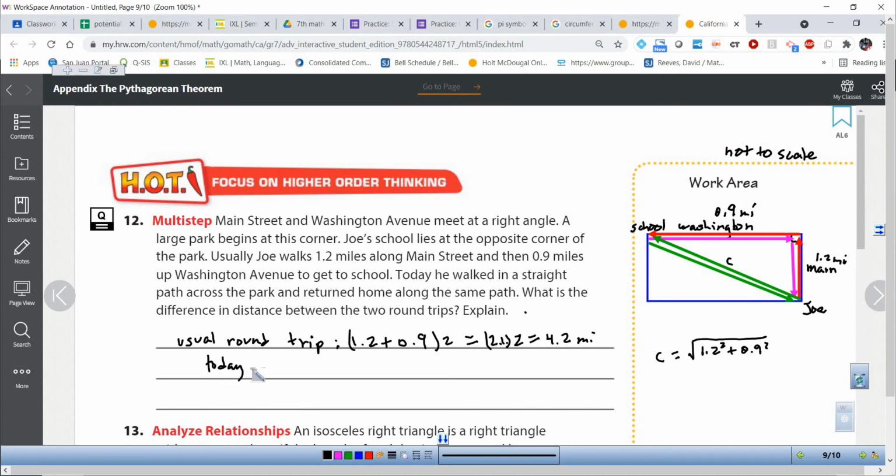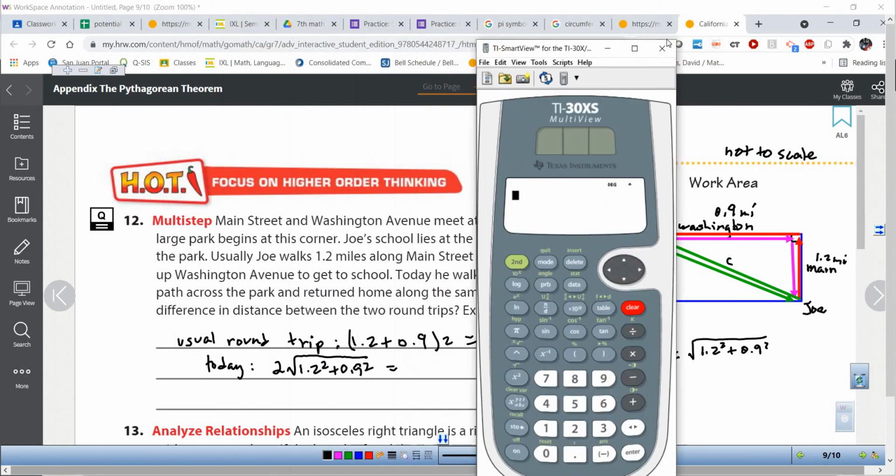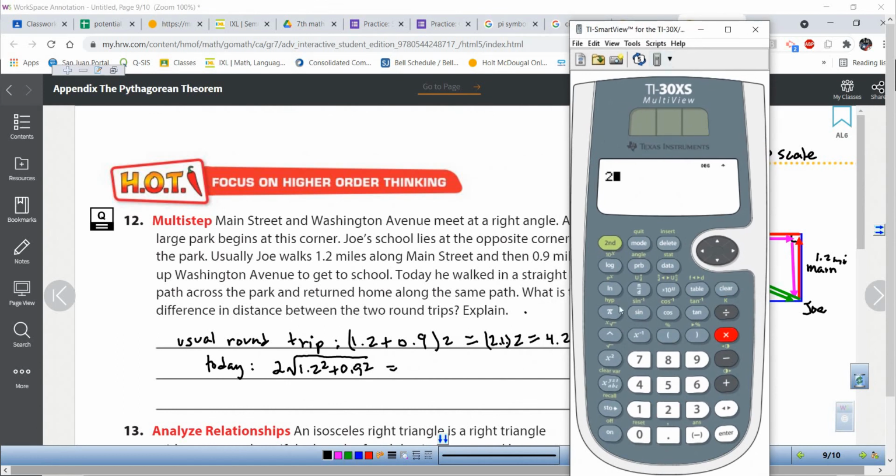Today it's going to be 2 times the square root of 1.2 squared plus 0.9 squared. Again, 2 of them because he's going there and back. And the great thing is you could put all of this in your calculator all at once. So I'm going to go 2 times the square root of, remember, scientific calculators, no order of operations, so it's great, 1.2 squared plus 0.9 squared. So there is that diagonal. We're going to have 2 of them, and when we do that, we get 3. Wow, exactly 3.